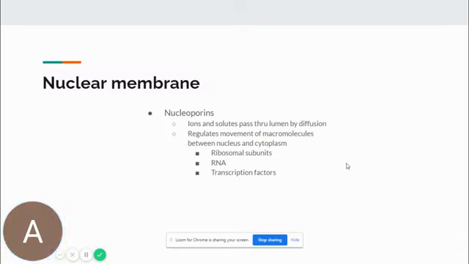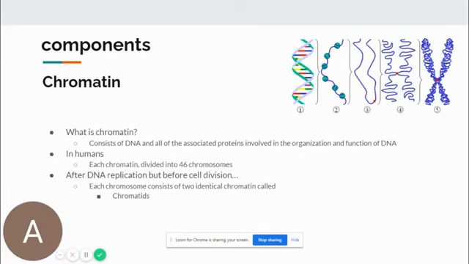But when it comes to macromolecules, what are macromolecules? Like mga signaling proteins, enzymes, or other molecules that are larger in size, they are being regulated. So ito, ribosomal units, transcription factors, RNA. So okay, we're done with the nuclear membrane.